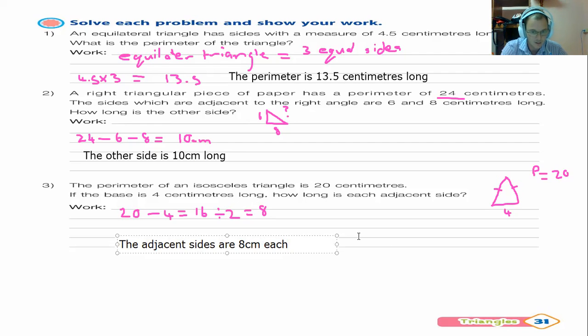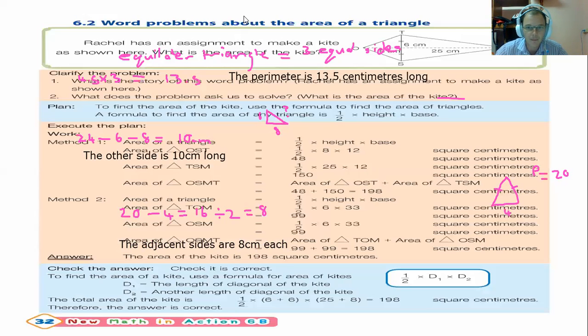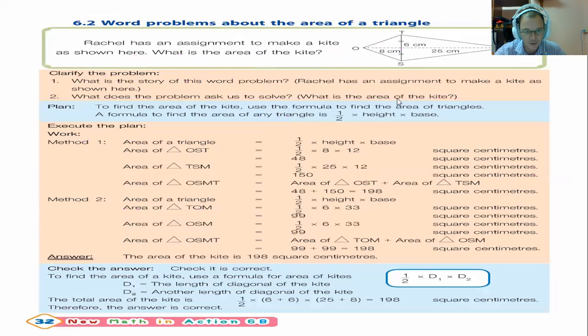Okay. Just make sure we understand the question. Isosceles triangle, 2 equal sides. Equilateral triangle, 3 equal sides. Okay, so that's the first part. The next part we're going to look at is word problems when we look at the area of the triangle.